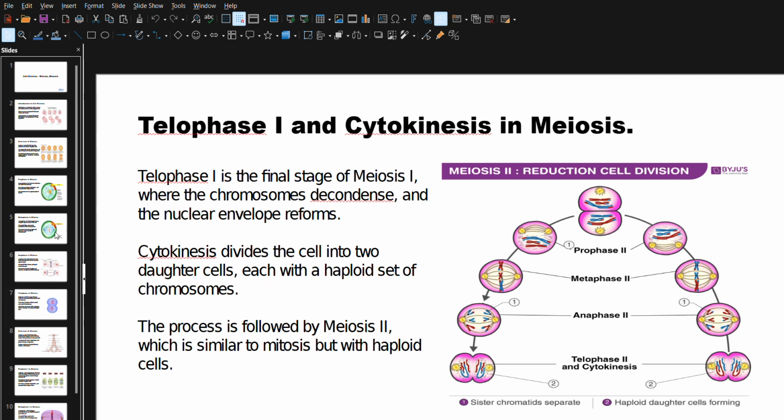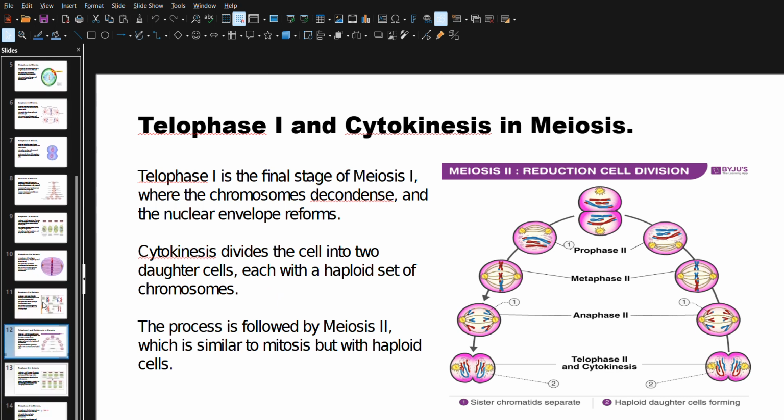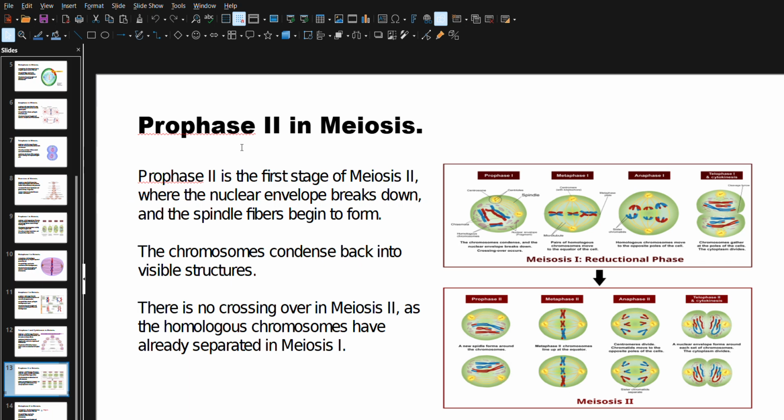If you can see here, the next one, prophase 2 in meiosis. Prophase 2 is the first stage of meiosis 2. We have seen meiosis 1 and now we are going to see meiosis 2. As I told you, there are two divisions in meiosis. So meiosis 1 we finished. Here the chromosomes condense back into visible structures. There is no crossing over in meiosis 2, and the homologous chromosomes have already separated in meiosis 1.